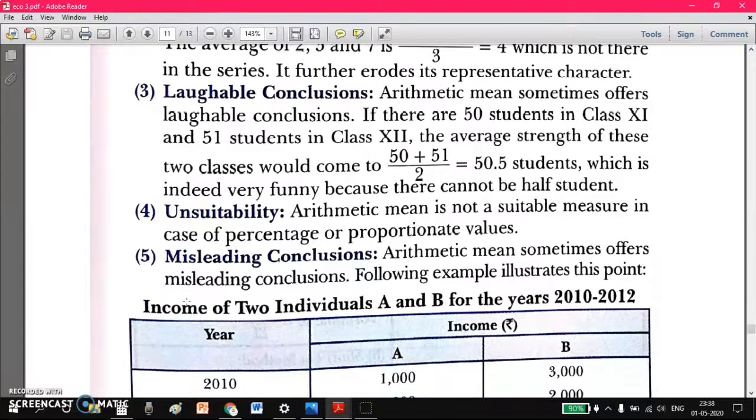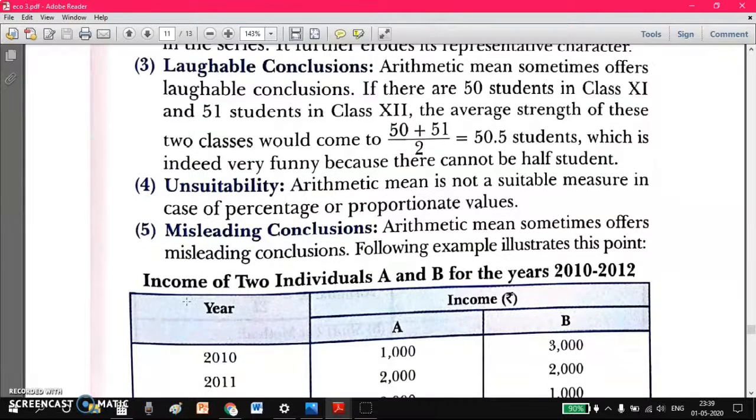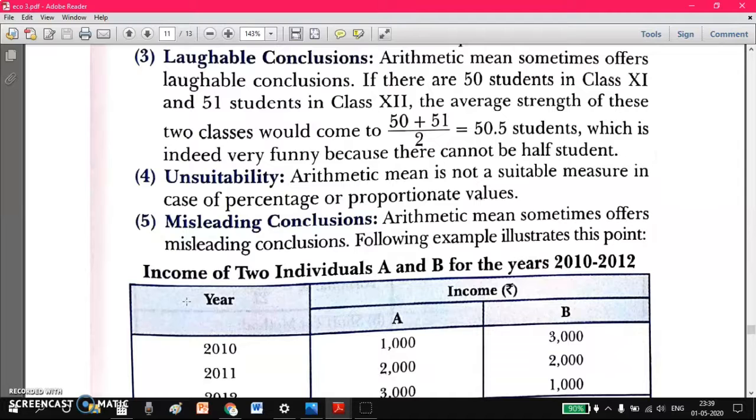Unsuitability. Arithmetic mean is not a suitable measure in case of percentage or proportions. So when we have to calculate proportionate values or percentages, arithmetic mean is not the right form to calculate that.